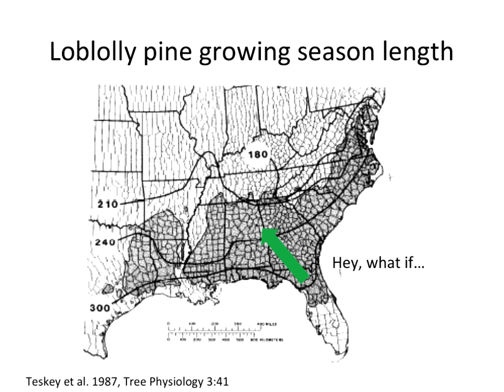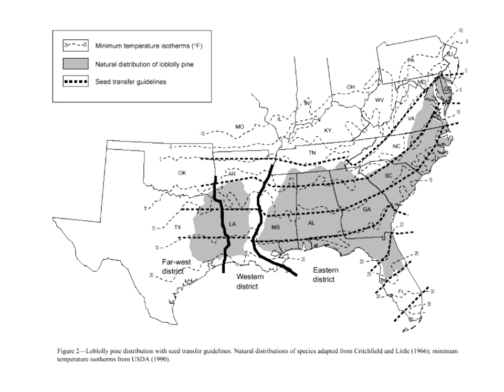You could potentially increase total growth by moving provenances north. And that certainly is true. But of course, there are risks associated with that. By doing that, you have the potential of trees growing further into the fall and actually being impacted by early season frosts. And for that reason, the Forest Service has put out seed deployment guidelines which tell us basically how we can move loblolly pine provenances around on the landscape.